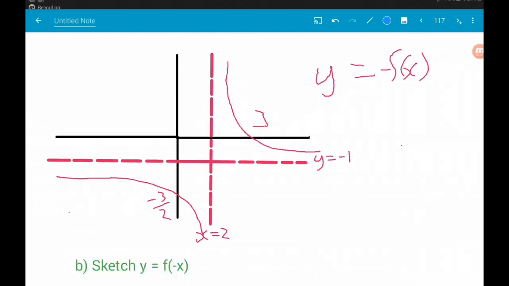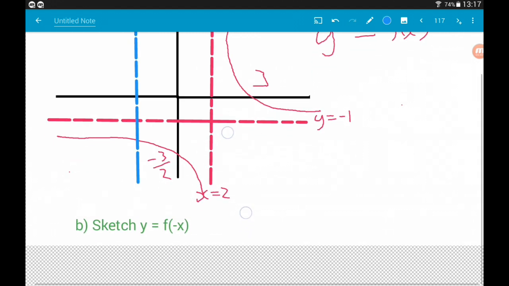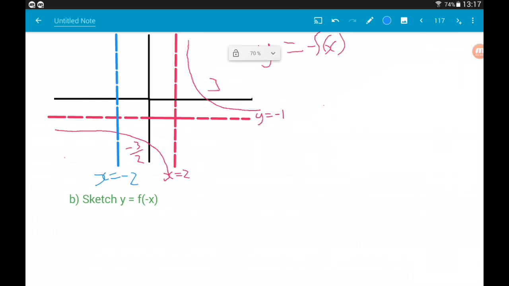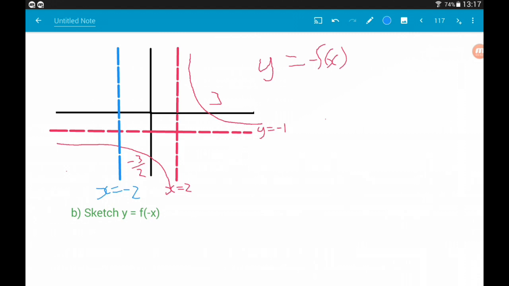Okay, and finally we want to sketch y equals f of minus x here. So this is a reflection in the y-axis, so this time our horizontal asymptote doesn't change, but our vertical one does. So x equals 2 is going to go to x equals minus 2. So again, let's just dash it to show that it's an asymptote. And we'll also put the equation in for good measure. So the asymptotes now are x equals minus 2 and y equals minus 1.